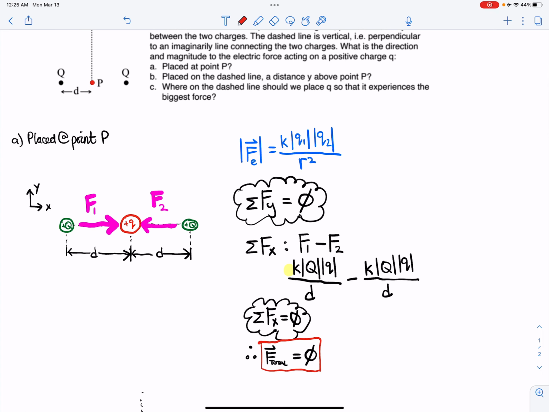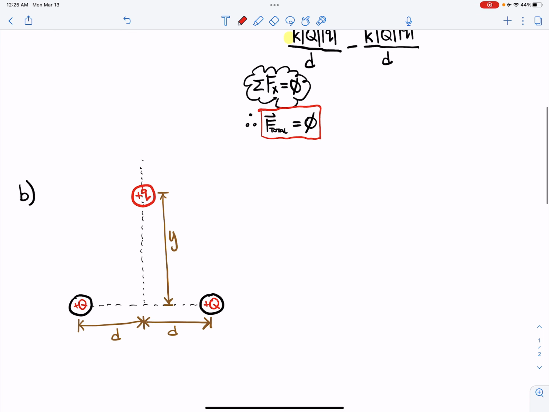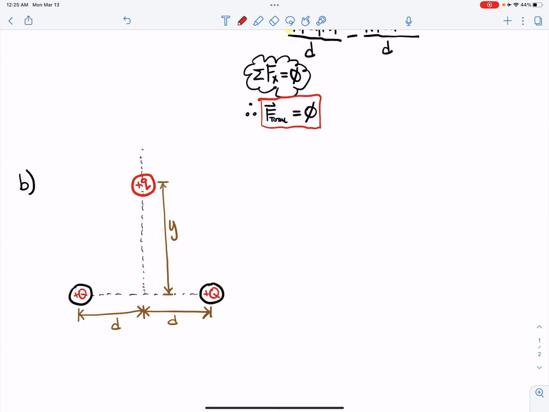Now for part B, what is the direction and magnitude of the electric force acting on a positive charge Q if it's placed on the dashed line at a distance y above point P? So I drew that right here. Earlier, our Q was located right here, at the midpoint, along the same horizontal line between the two positive Qs. However, now we are up here at a distance of y, still at this midpoint, but up a distance of y. Okay?